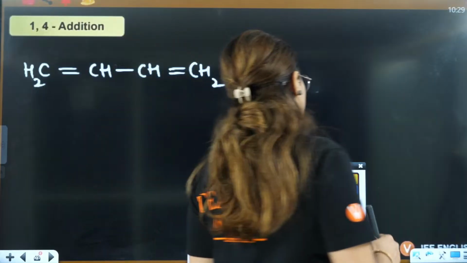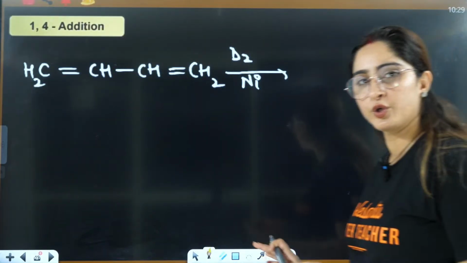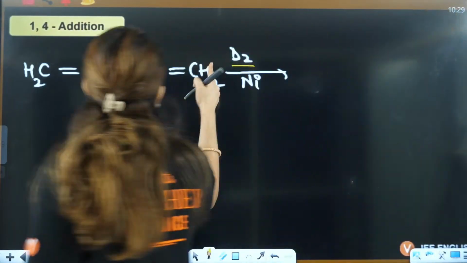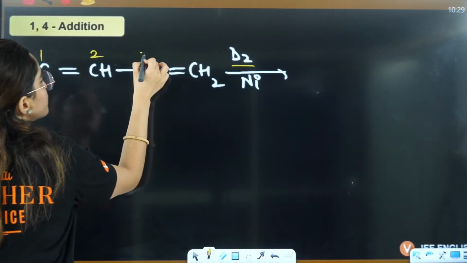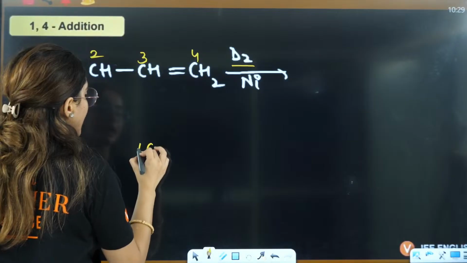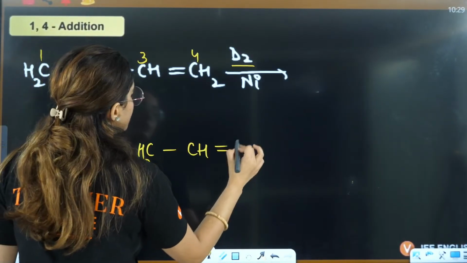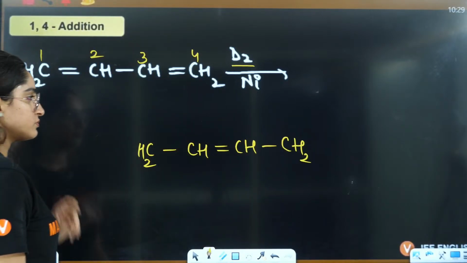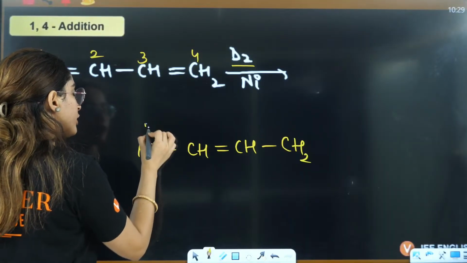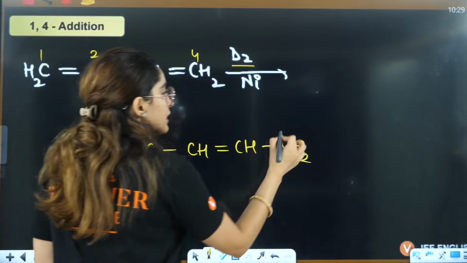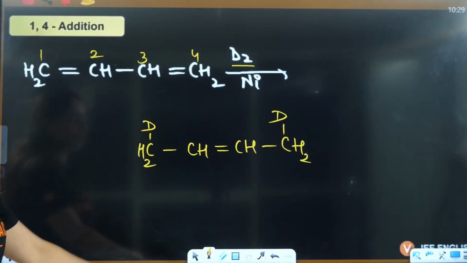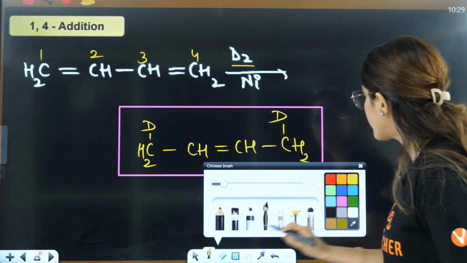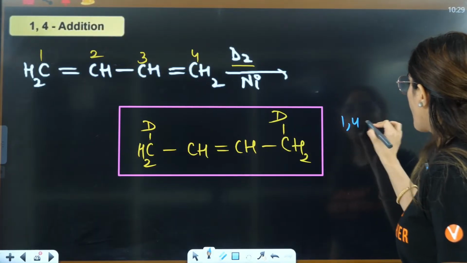Now let's see this particular reaction that is given to you. Now here they have added D2, right? So this D2 will be added on the first and fourth position. So that will be CH2, single bond, CH, double bond, CH, CH2, because the double bond will be shifted here, right? And here you will have deuterium that will be added. Here you will have deuterium that will be added, and this is going to be your final product, that is the 1,4 addition product.